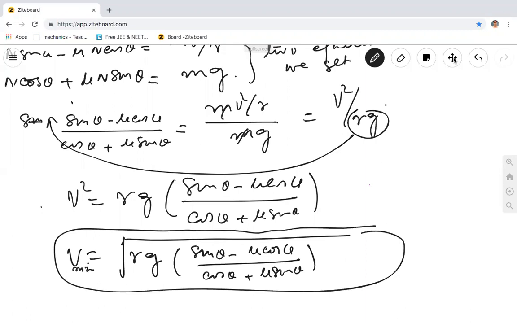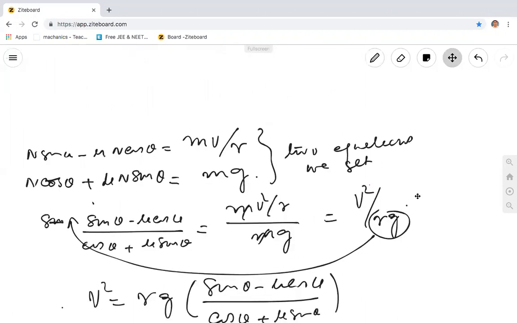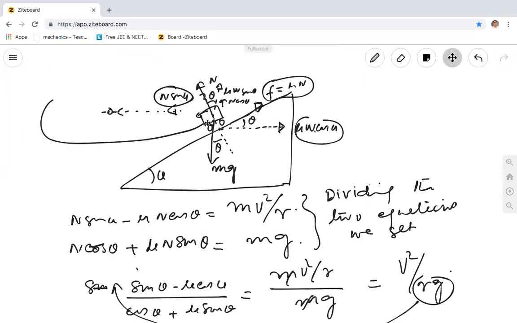If your velocity is less than this, then you can stick it in. If velocity is more than this, then it's all right. But if the velocity increases, then this frictional force will reverse direction, because in that case the vehicle will try to skid away in this direction, and the frictional force will try to keep it inward. That frictional force will support it towards the inside. So that simply means this is the minimum velocity.